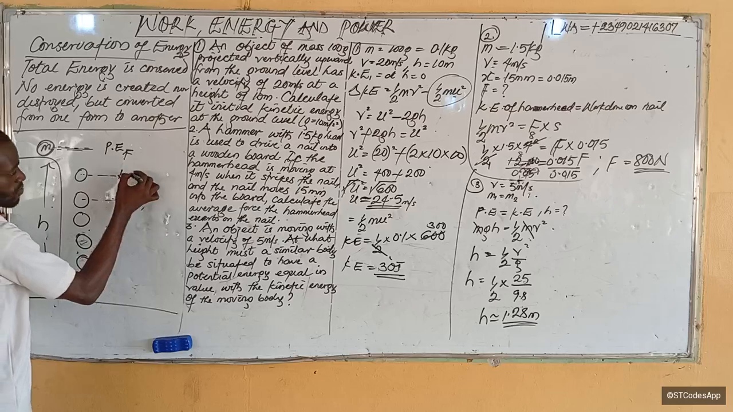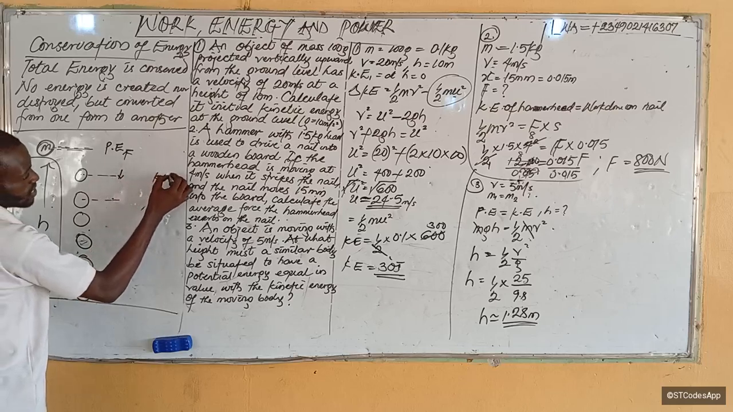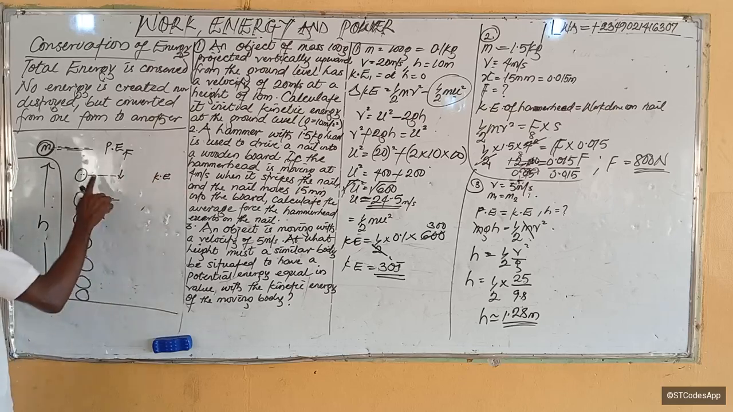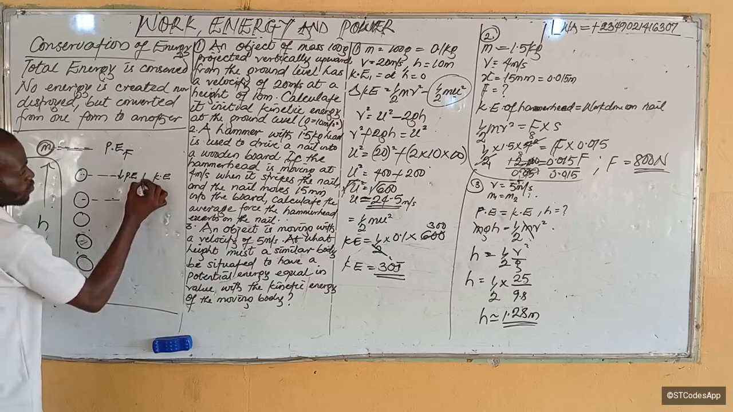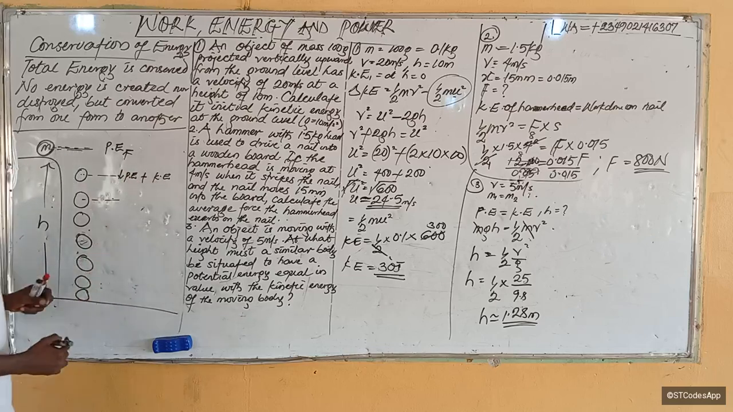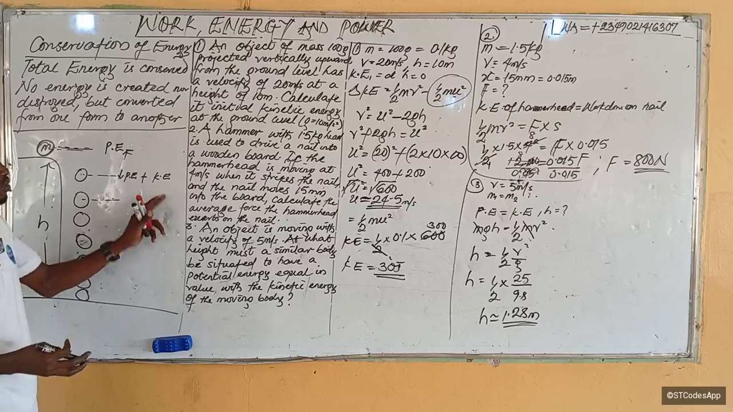So from here to here, some potential energy has been converted to what? Kinetic energy. But of course, we know that because it's still at a height above the ground, even at this place, it still has what? Potential energy. But what will happen is that the total energy here is going to be what? Potential plus kinetic. Then you might be forced to think that potential and kinetic, if you add them together, will be more than this.